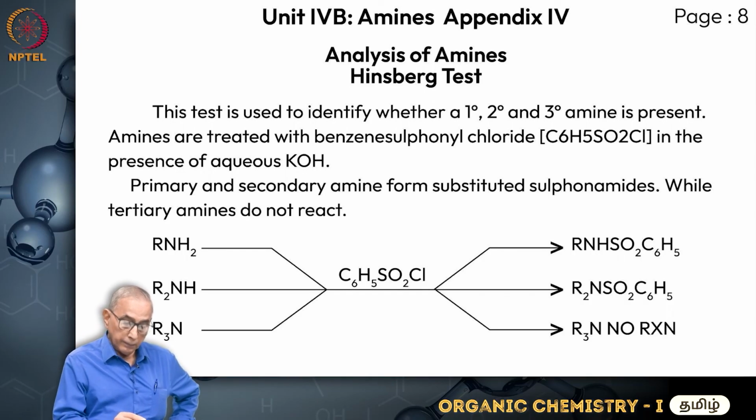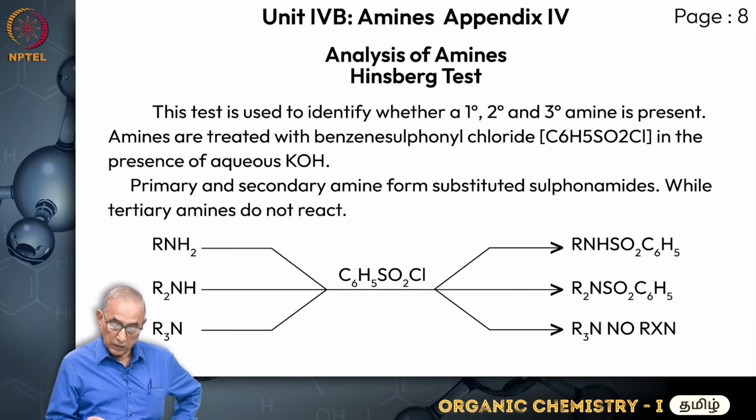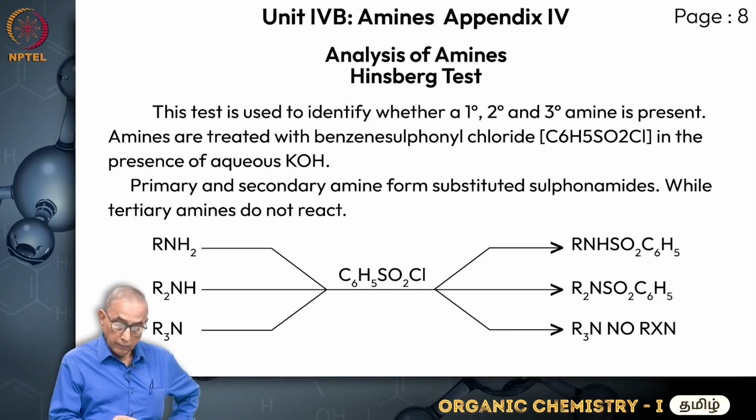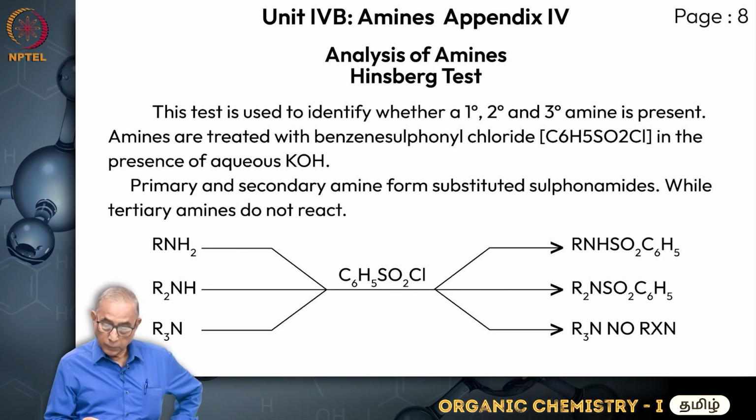Here, if you see, RNH2 plus C6H5SO2Cl will form RNHSO2C6H5. Here one hydrogen has been replaced by the C6H5SO2 group.